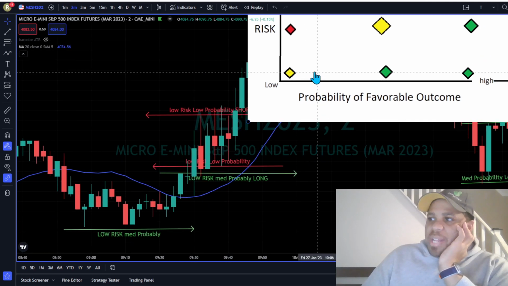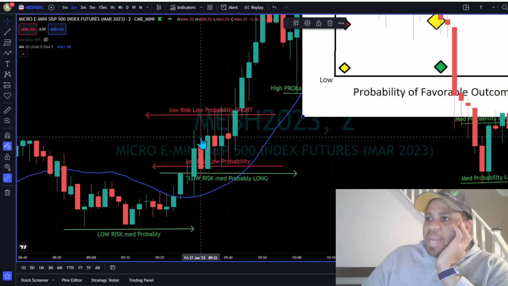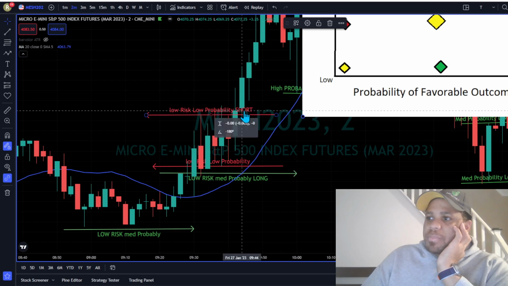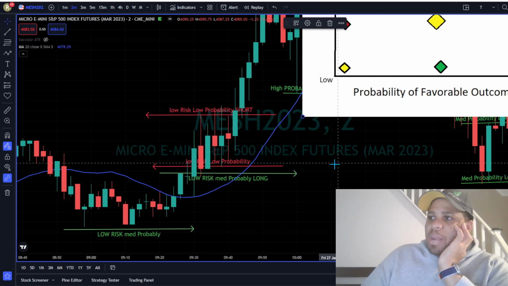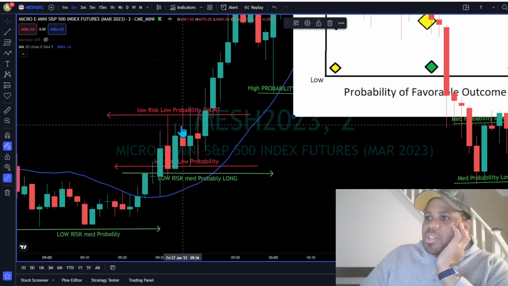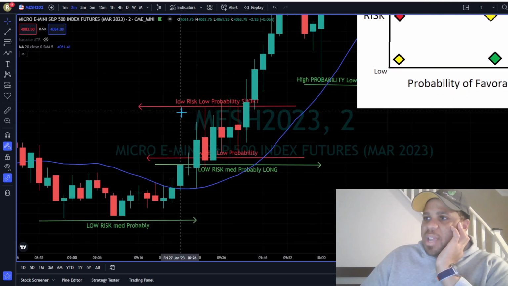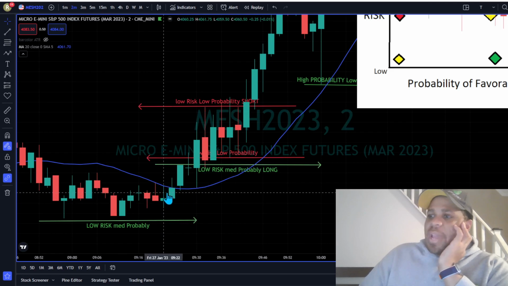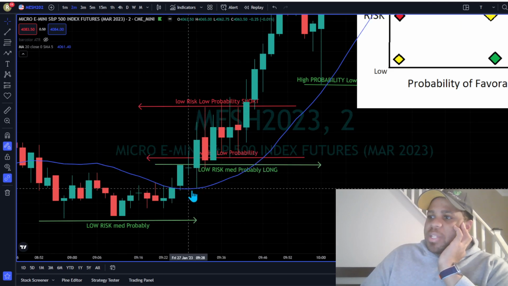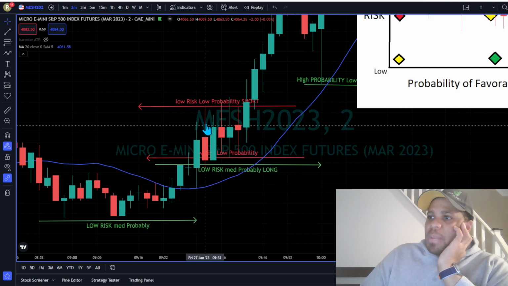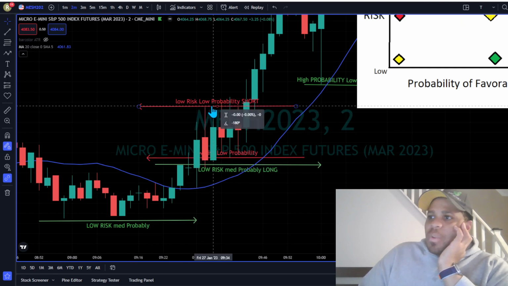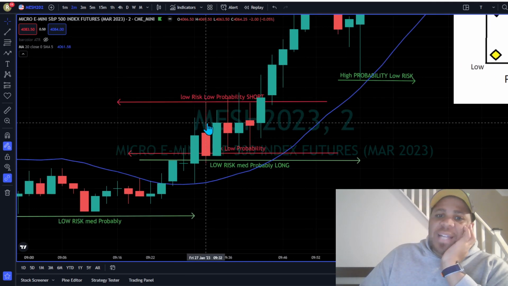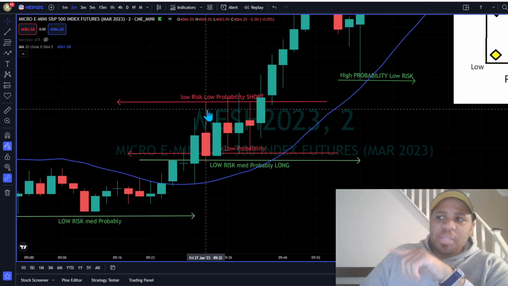On top of that trade, though, moving up a little bit higher here, you have a low risk, low probability short, okay? What makes this low probability, low risk? So if you were to say, okay, I'm going to short this market after this big red candle. So we had a rally up past the 20. We retested the 20 here, and then we pushed back up here. So at one point this bar right here was solid red, right? At one point this bar was solid red.